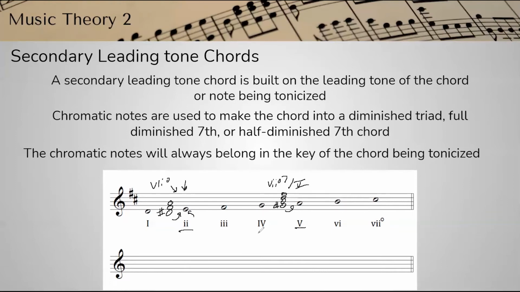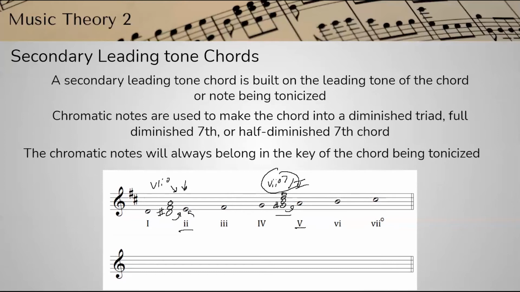Okay, so the process is always thinking down a leading tone or half step from the note you're trying to tonicize, and including any chromatic notes that would need to be added to make it a diminished chord, a half diminished 7th chord, or whatever is called for by the Roman numeral. Okay, so they're not really that hard. You just have to think down a half step and then build a diminished triad, build a half diminished 7th chord, or build a fully diminished 7th chord.